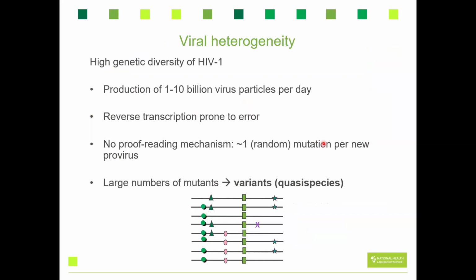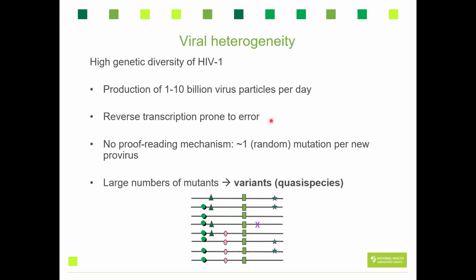And because the viral reverse transcriptase doesn't have what we call a proofreading mechanism, when it does the reverse transcription, it's not going to check if it has made any mistakes, and it's not going to correct those mistakes. Okay, so because of that, there is on average one random mutation, so one random change on a nucleotide level, per virus that is being produced.